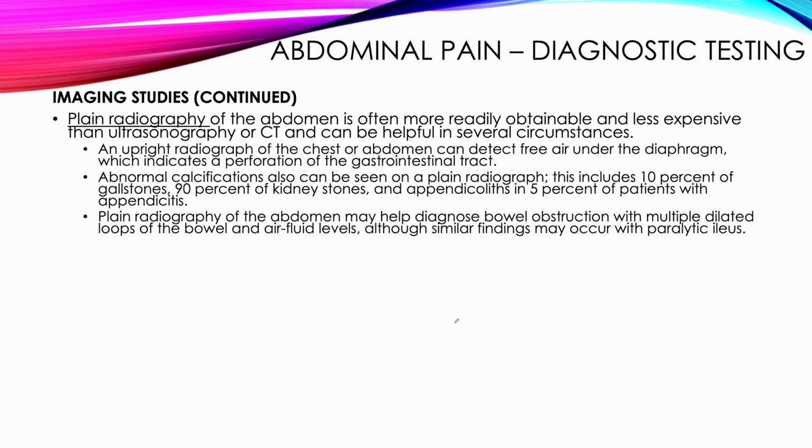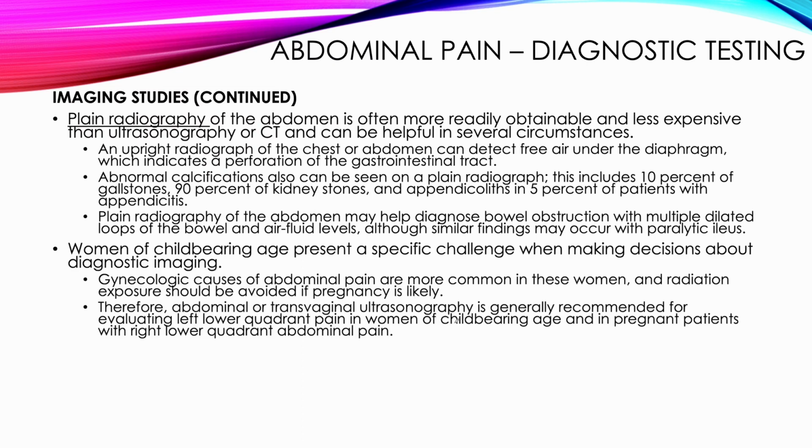The best place that I see this utilized is, one, if you're considering that the patient could have free air, a perfed viscus of the GI tract. This is the quickest and most efficient test to look for free air under the diaphragm. Other things that it can see really well are small bowel obstructions, air fluid levels, things like that. You can see calcifications, but I would not rely on plain imaging to diagnose gallstones, kidney stones, appendicitis, none of that. I wouldn't.